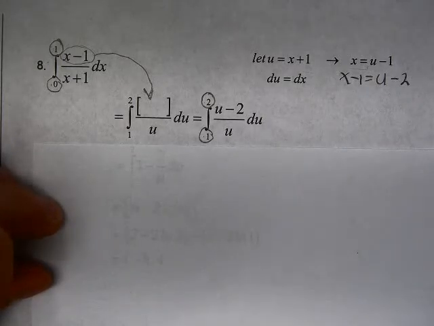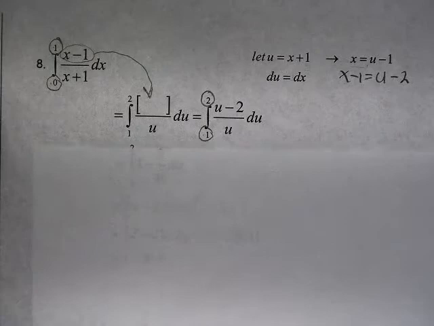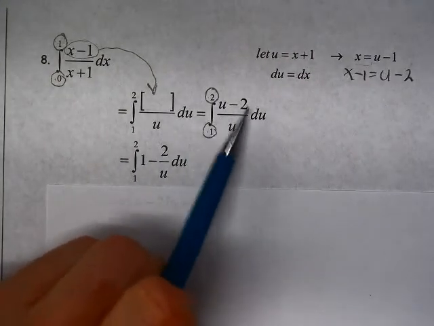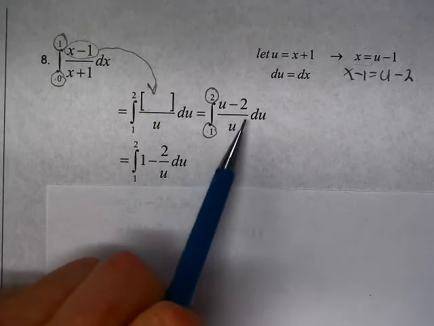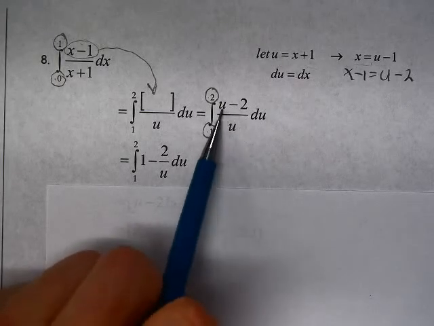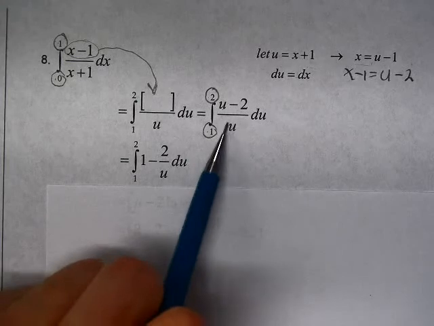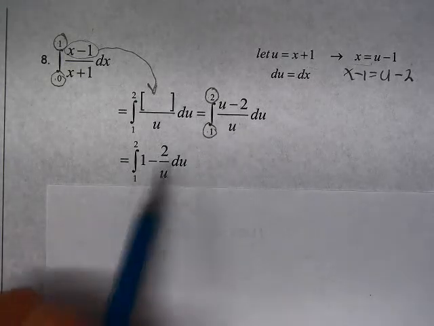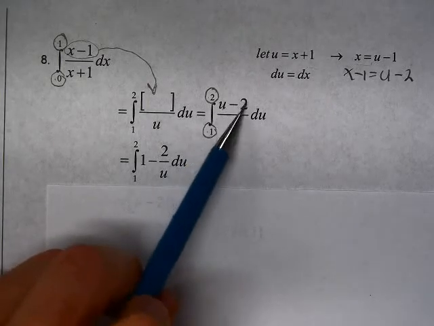All right, so moving on in this problem, now we have this u minus 2 over u. We don't have anything that just fits that pattern nicely, right? But you notice that the denominator has one term. The numerator has two terms. I'm going to split this up into u over u minus 2 over u.